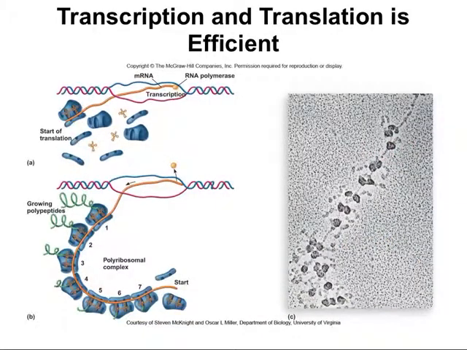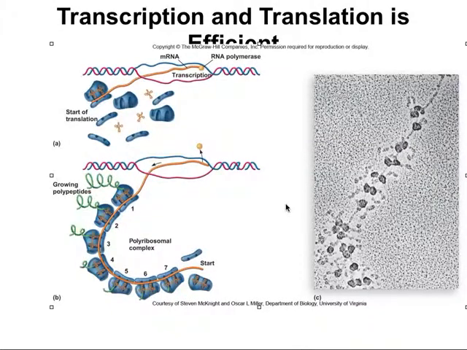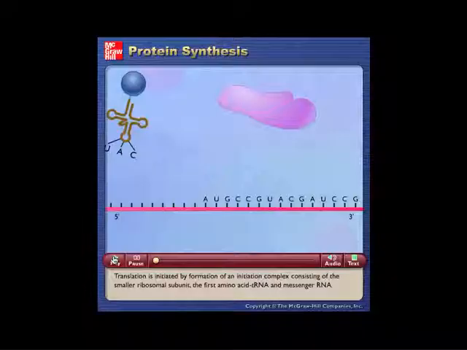So the process of transcription and translation is really efficient in prokaryotes. So efficient that actually ribosomes are able to assemble on this messenger RNA transcript as it's being made. Before we move on, we'll have one final animation that should summarize the whole process of protein synthesis.